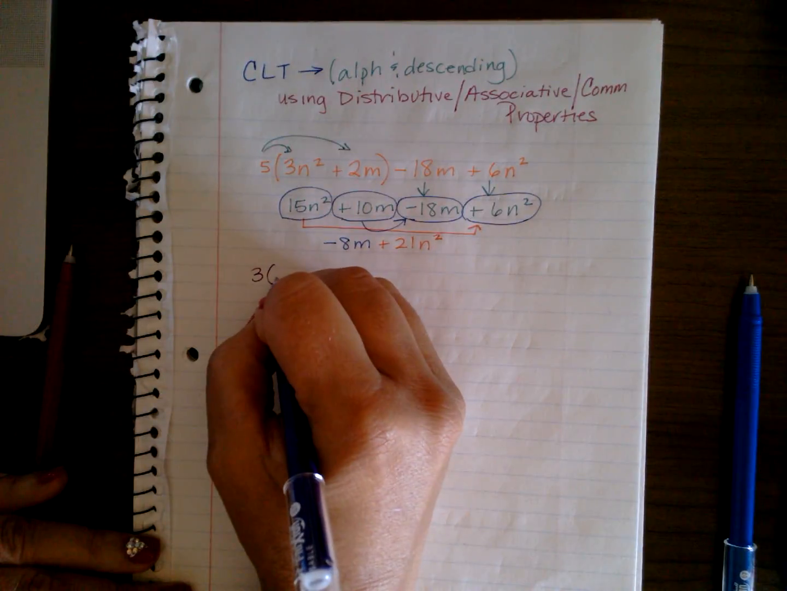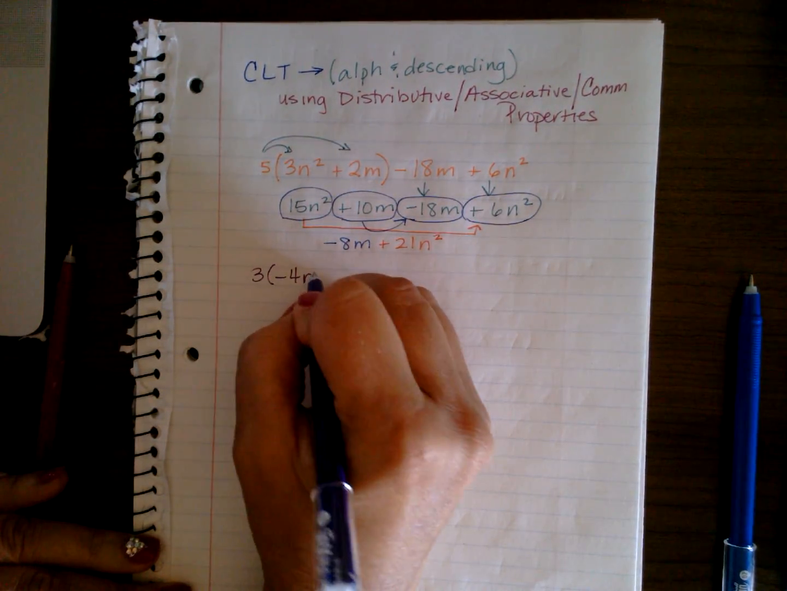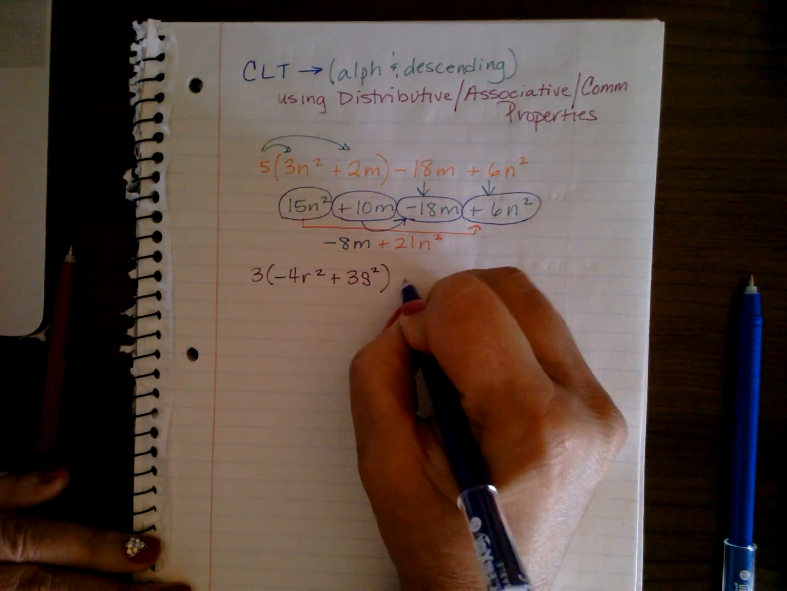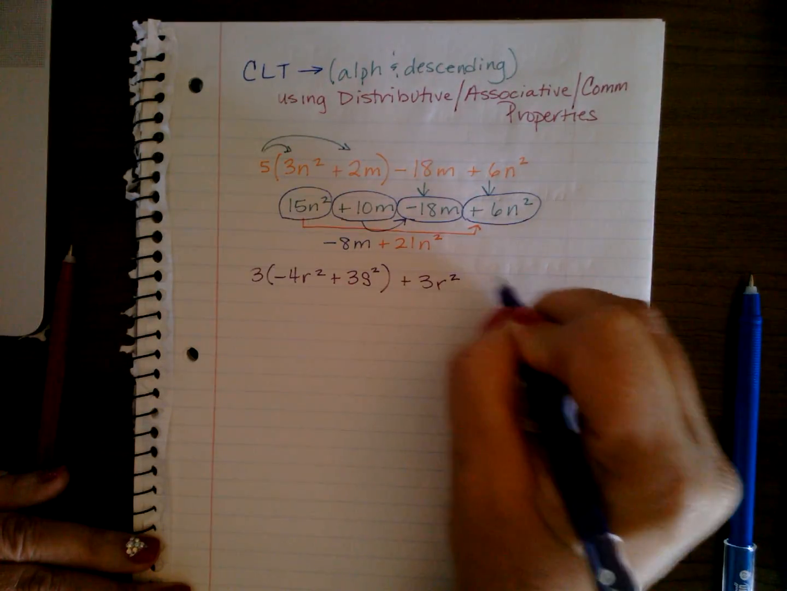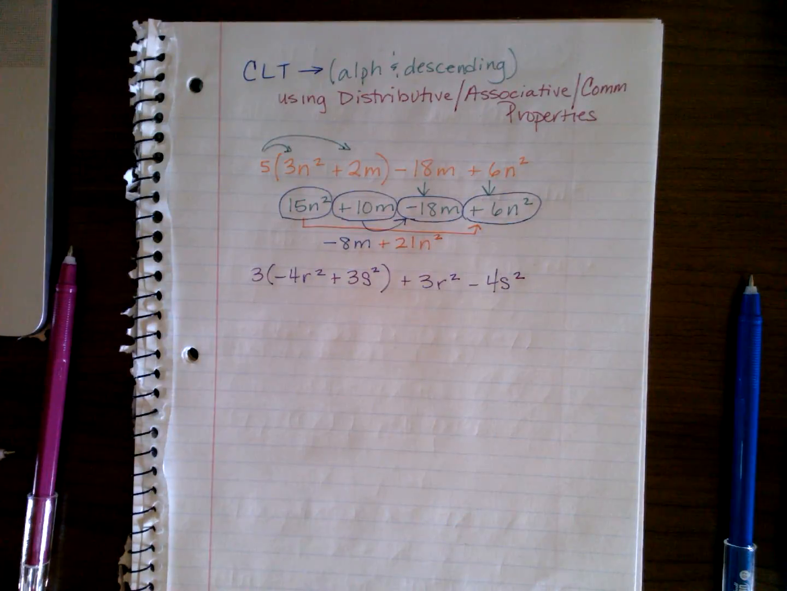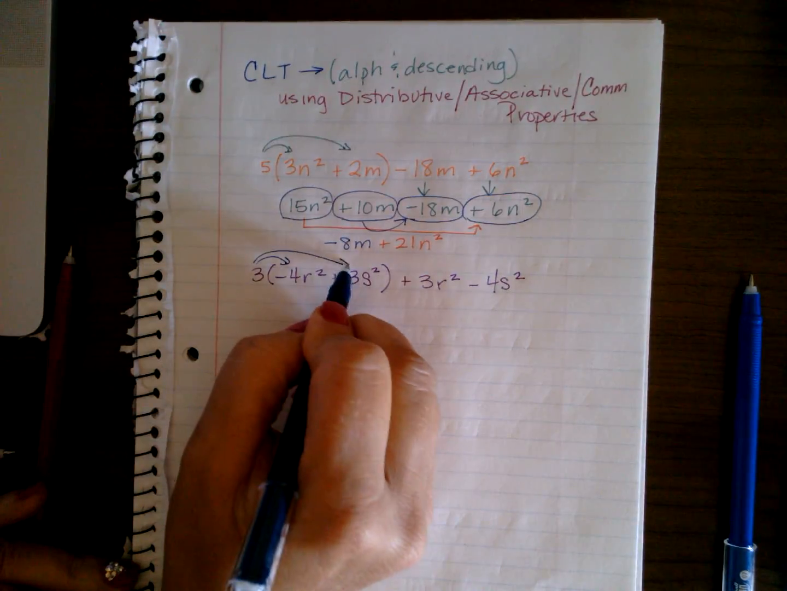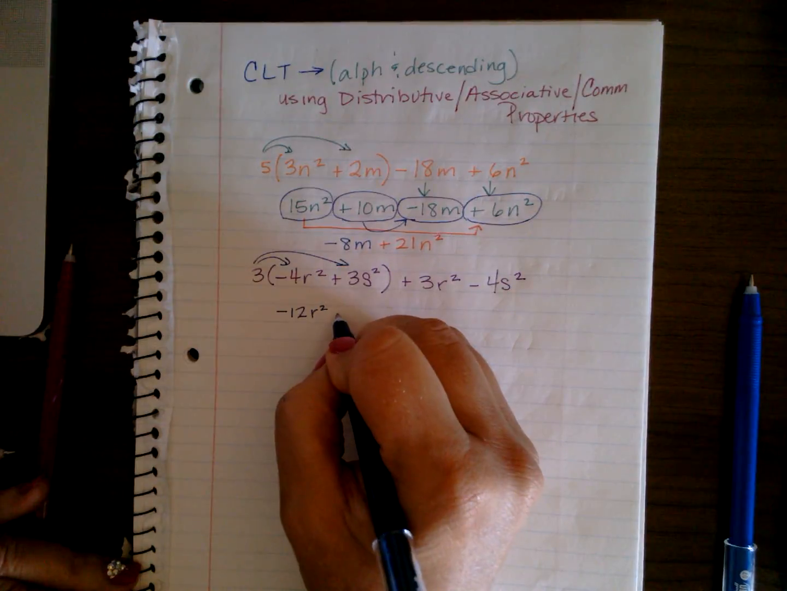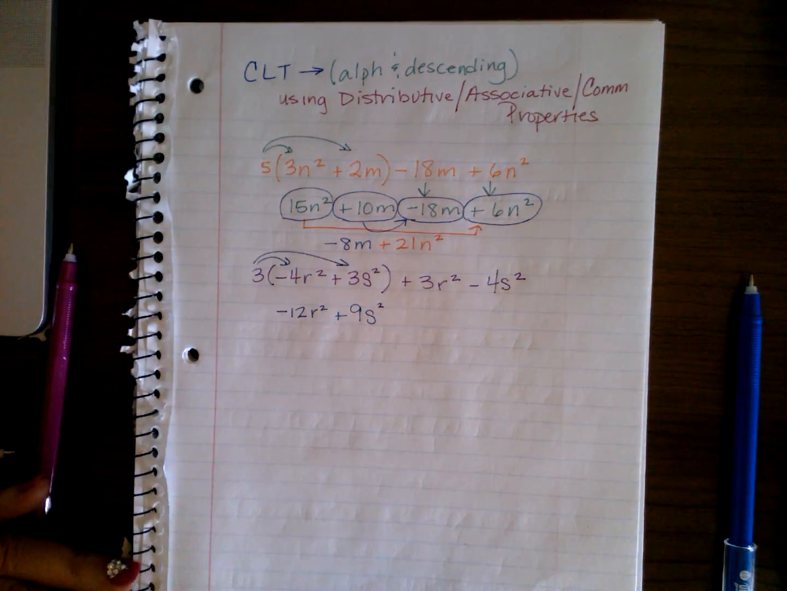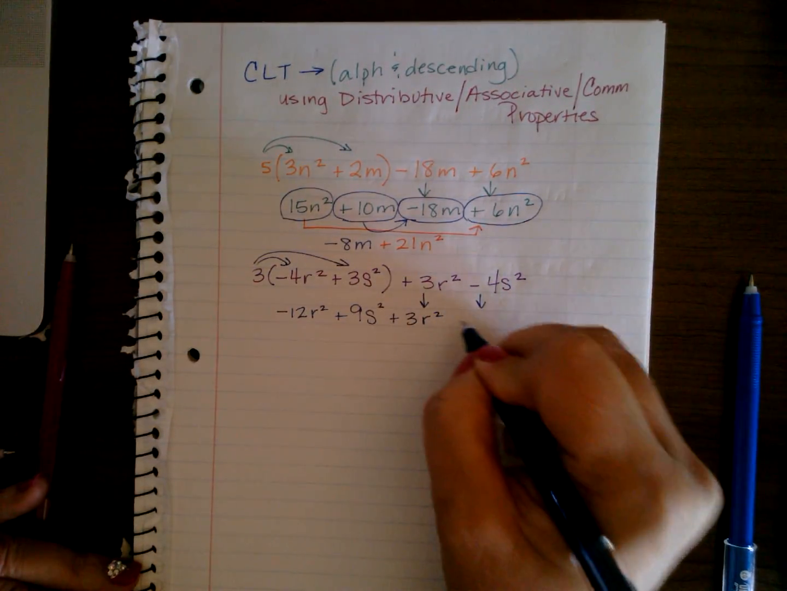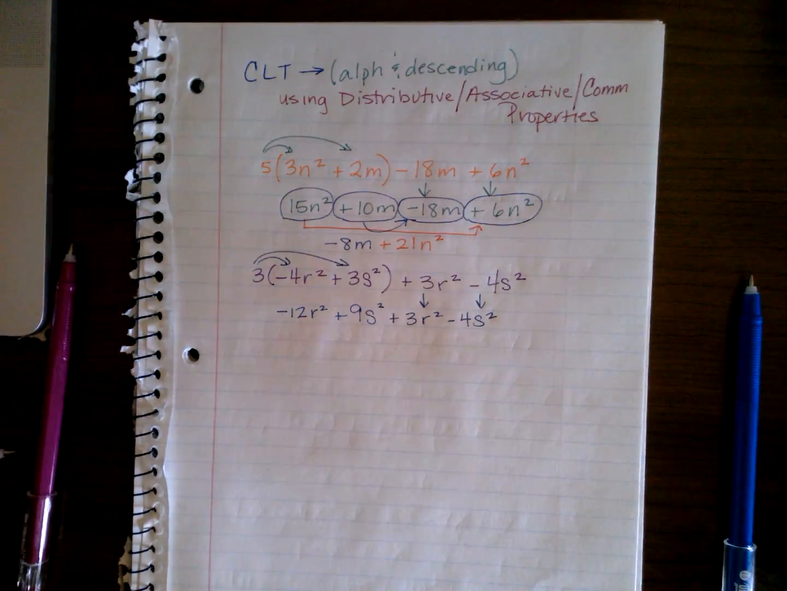3 times the sum negative 4r squared plus 3s squared plus 3r squared minus 4s squared. Again, similar to the last math problem, we are going to distribute first: negative 12r squared plus 9s squared, copying down these terms, 3r squared minus 4s squared.